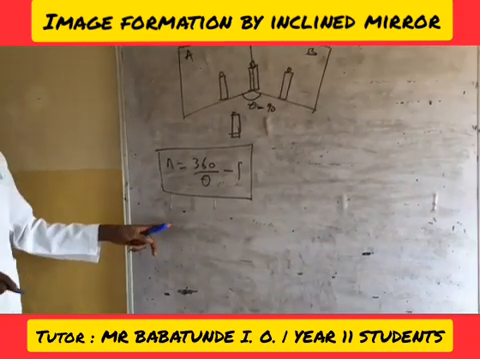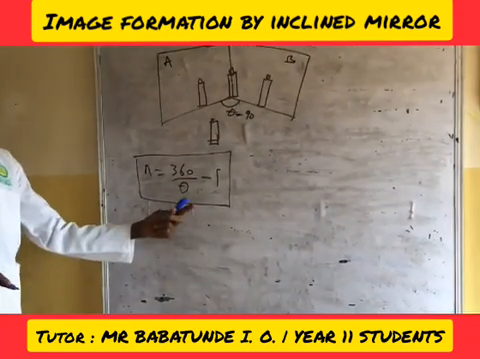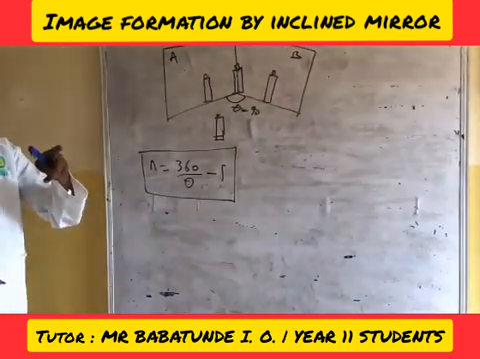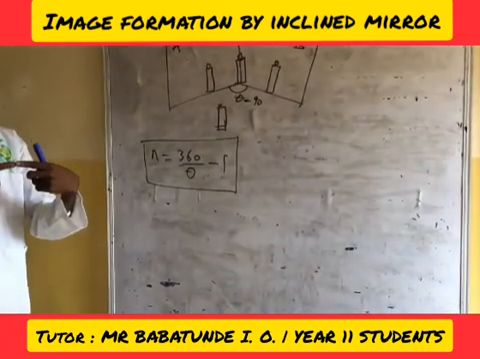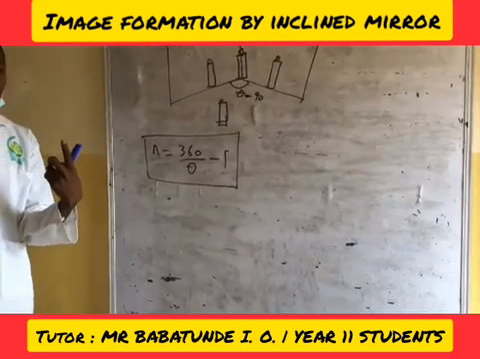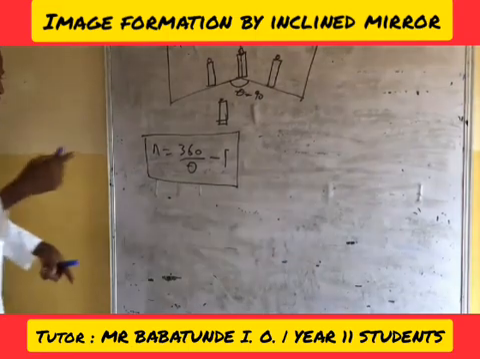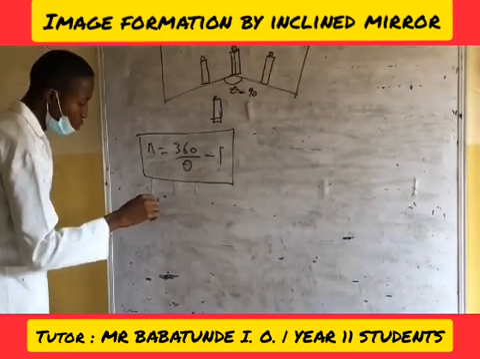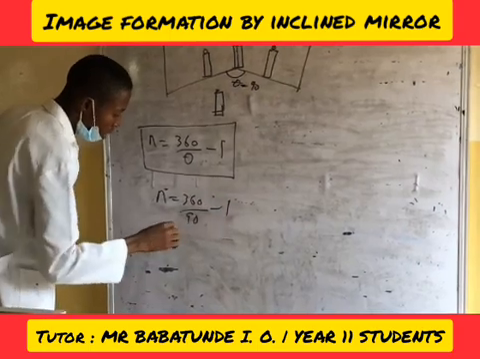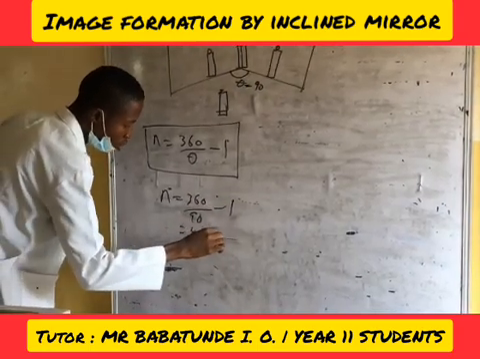This is the formula given to us to determine the number of images formed by an inclined mirror. Now, let's see whether this formula is true or not. We place the two mirrors at an angle of 90 degrees to each other. Let's see how many images we form. Can we see? 3. Now let's see whether the formula is applicable. N equals 360 divided by 90, minus 1. That is 4 minus 1, which is equal to 3.